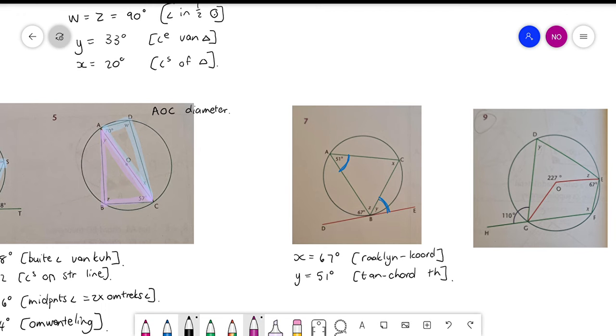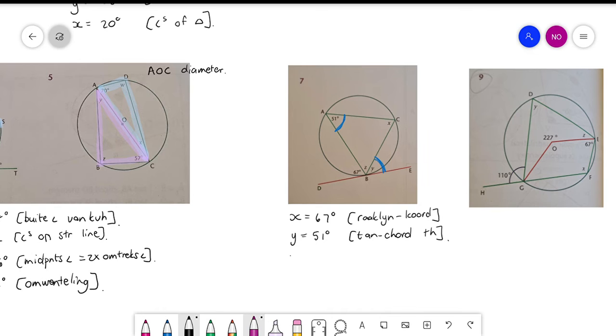Tan chord theorem. And then for z, I'm simply going to use angles on a straight line.